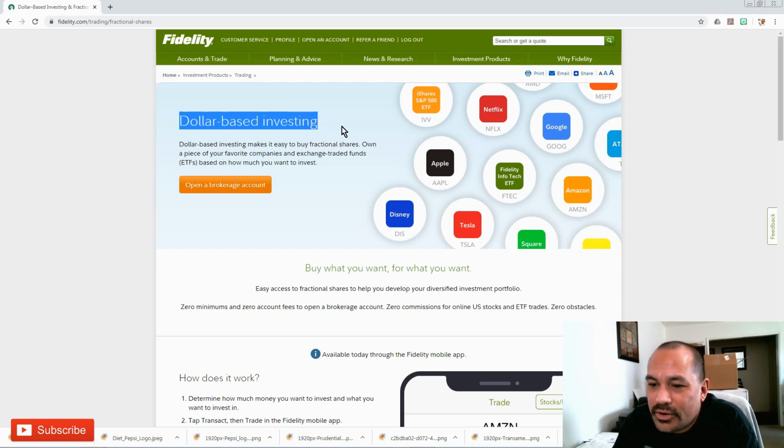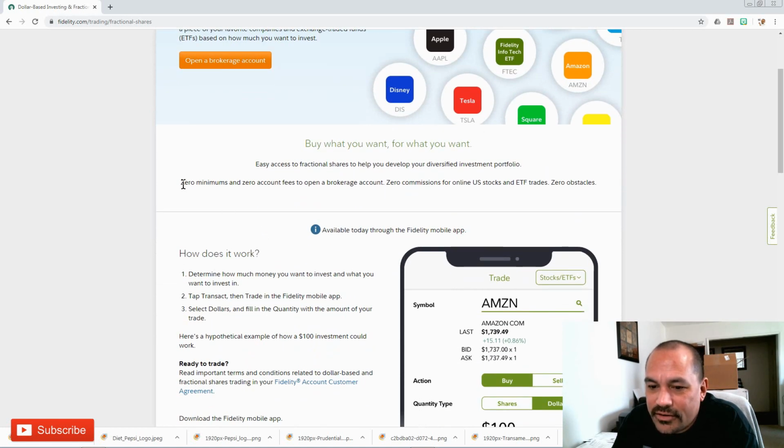What is dollar-based investing? Well, you can take, let's say, Netflix right here that's trading at 300-some dollars. I actually don't know, but you can literally buy $5 worth of Netflix stock instead of buying a whole share. And the great thing about it is, if you look at this little thing here: zero minimums, zero account fees, zero commissions, zero obstacles.